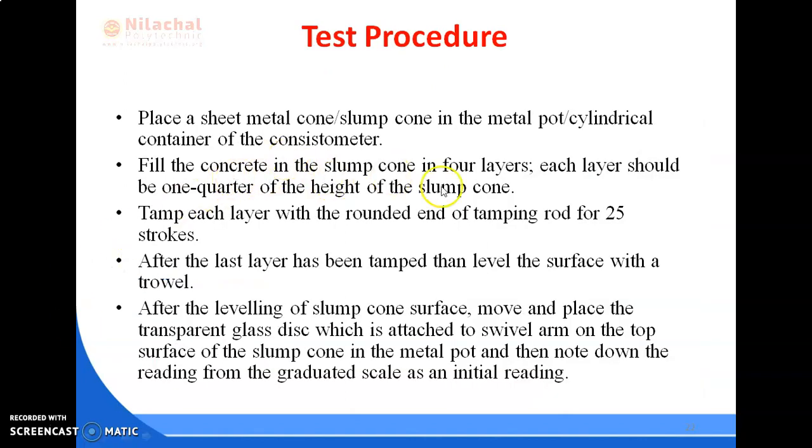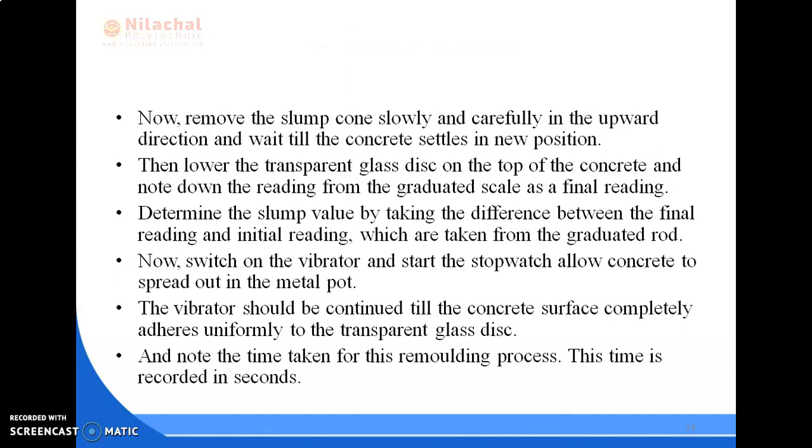Fill the concrete in the slump cone in 4 layers. Each layer should be 1/4 of the height of the slump cone, and we have to tamp each layer 25 times using the tamping rod. After the last layer has been tamped, level the surface with a trowel. After leveling the slump cone surface, move and place the transparent glass disc, which is attached to its arm, on the top surface of the concrete in the metal pot, and then note down the reading from the graduated scale as an initial reading.